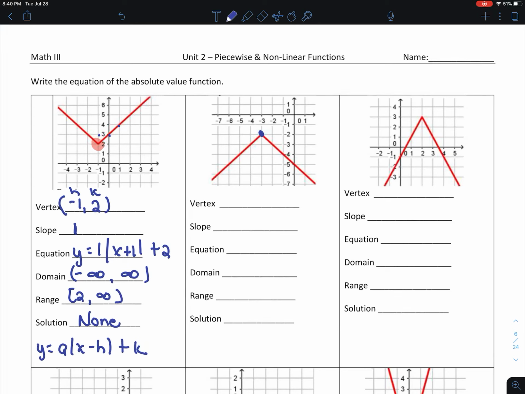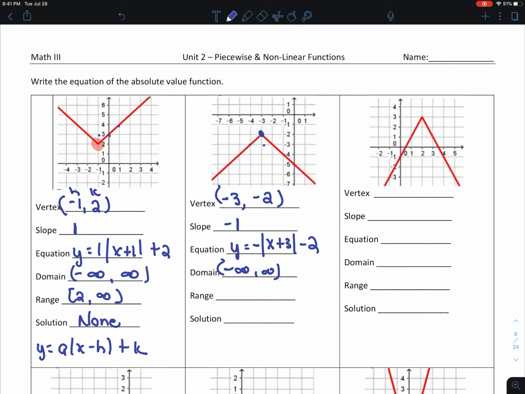Okay, so now my vertex is here. So my vertex is -3, excuse me, -2. My slope, I went down 1 and over 1, so my slope is negative. And I know my slope is negative because my absolute value is upside down. So then the equation is, remembering this equation, y is equal to -1, and we don't have to write the 1, absolute value of x minus -3, which would make it x plus 3, minus 2.